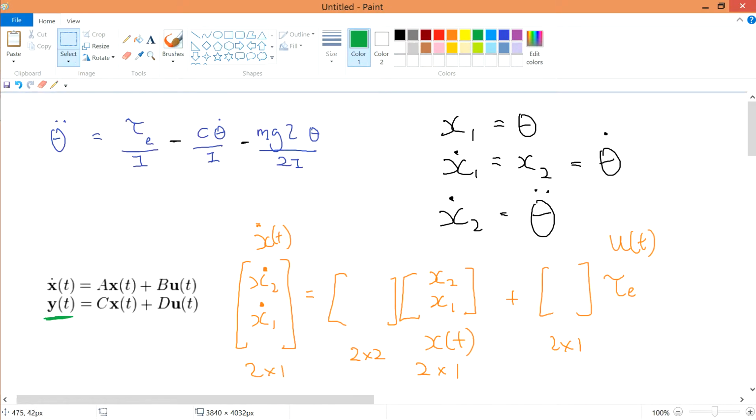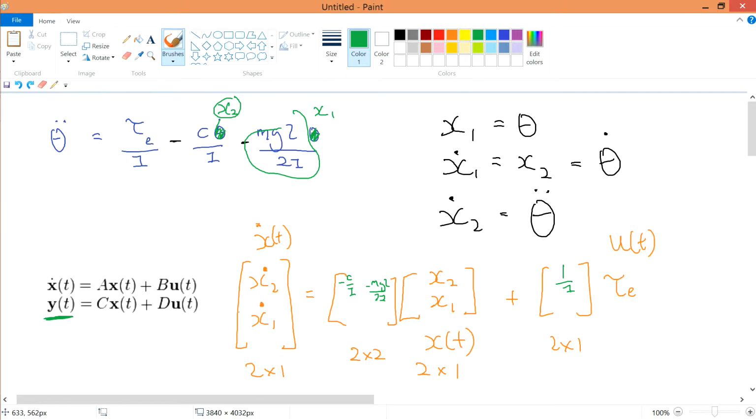So therefore, this theta dot is in fact now x1 dot, which is simply x2, so I'll just write it as x2, and theta I can simply write as x1. The coefficient of x2 is minus c over I, and therefore I can just sub in over here. Similarly, the coefficient for x1 is minus mgl over 2I. And then 1 over I, this is the coefficient. 1 divided by I is times u(t).